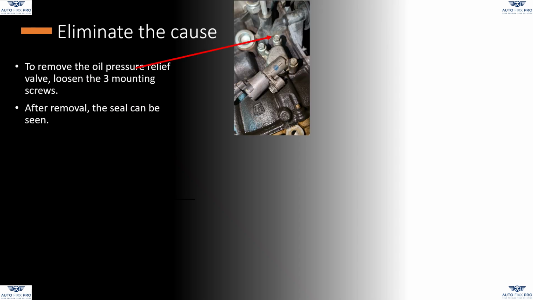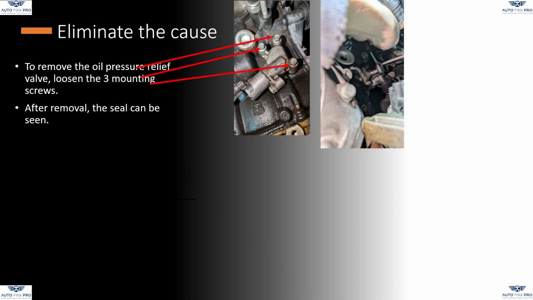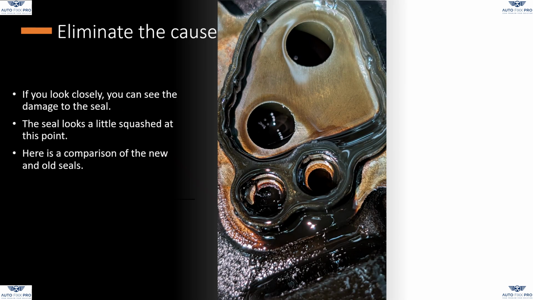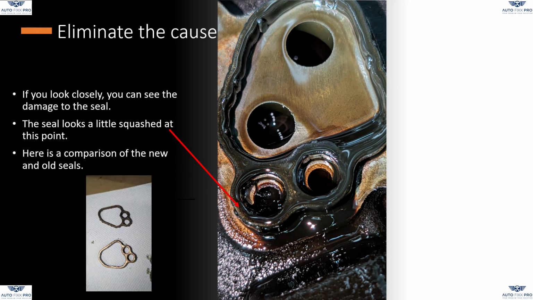Eliminate the cause. To remove the oil pressure relief valve, loosen the 3 mounting screws. After removal, the seal can be seen. If you look closely, you can see the damage to the seal. The seal looks a little squashed at this point. Here is a comparison of the new and old seals.